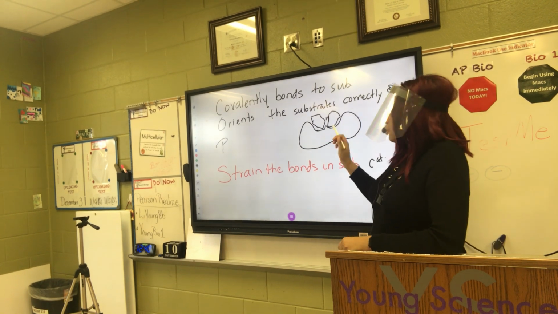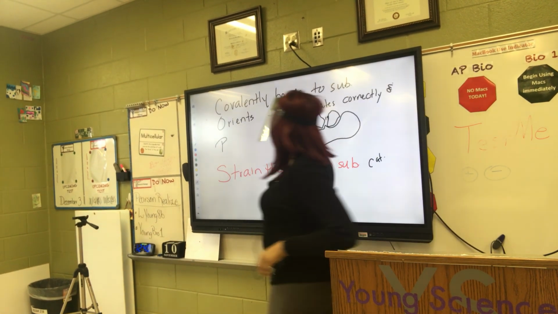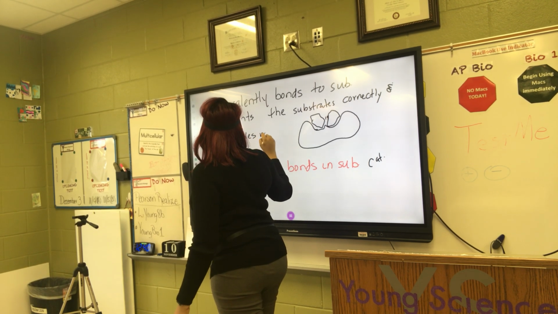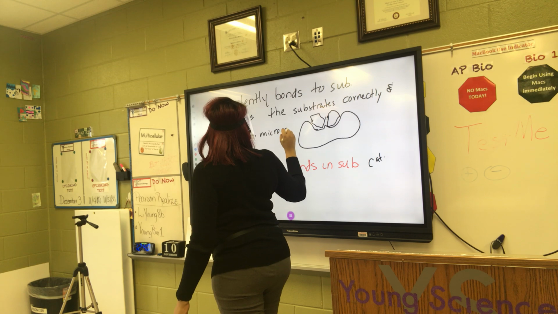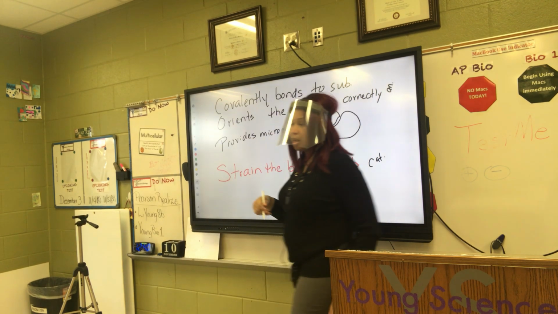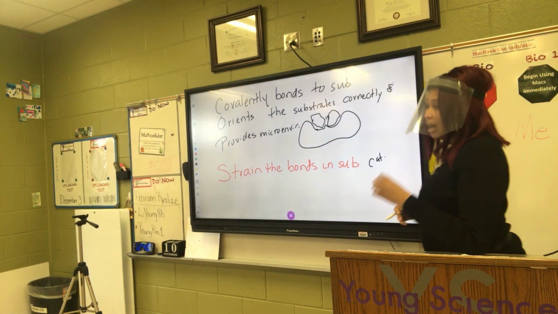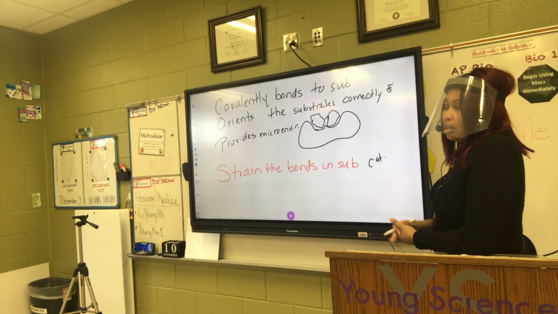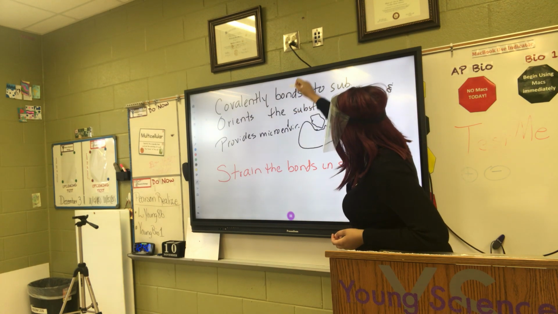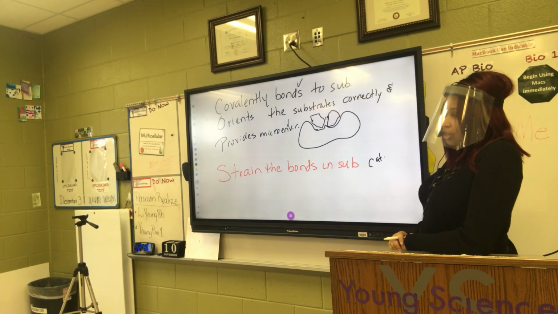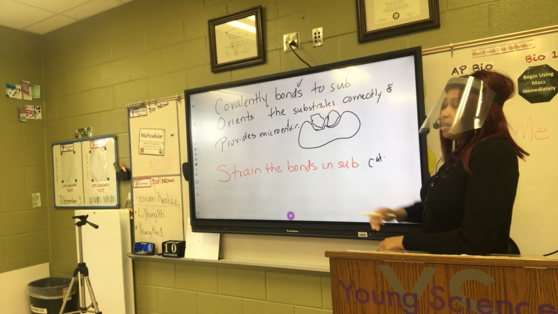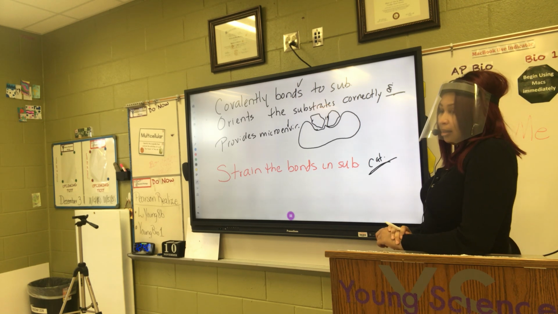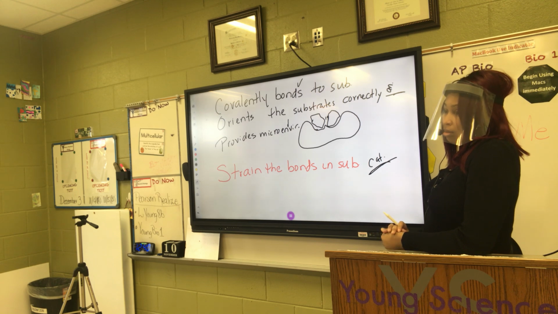Alright, so those are the 4 ways, okay? It covalently bonds to the substrate, orients the substrates correctly, provides a favorable microenvironment, or it strains the bonds in the substrate. This one, the P and the C, is going to do each reaction. O and S depends on if it is anabolic or catabolic. Make sure you know those 4. Alright?